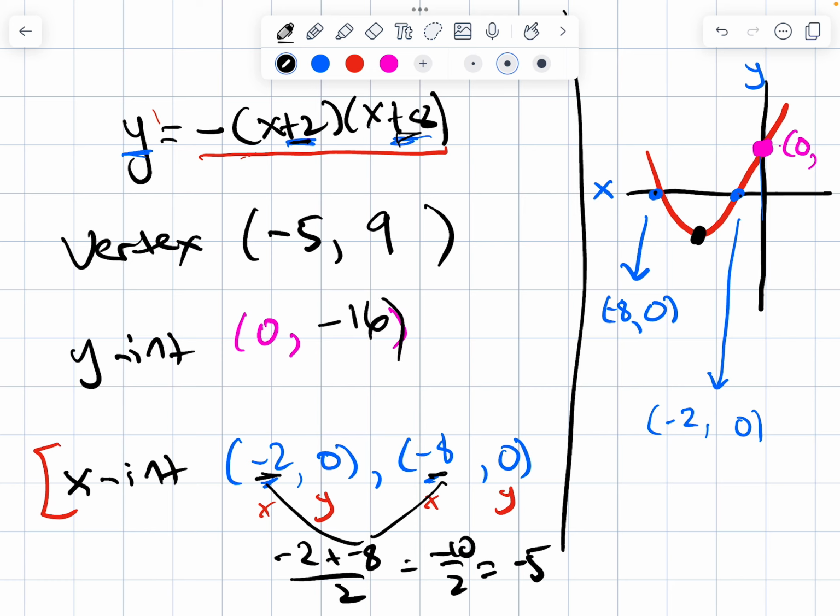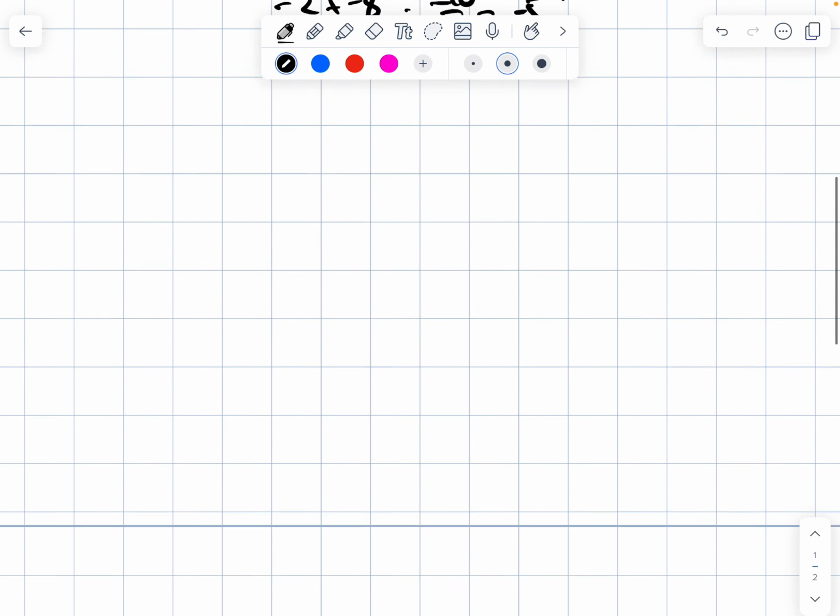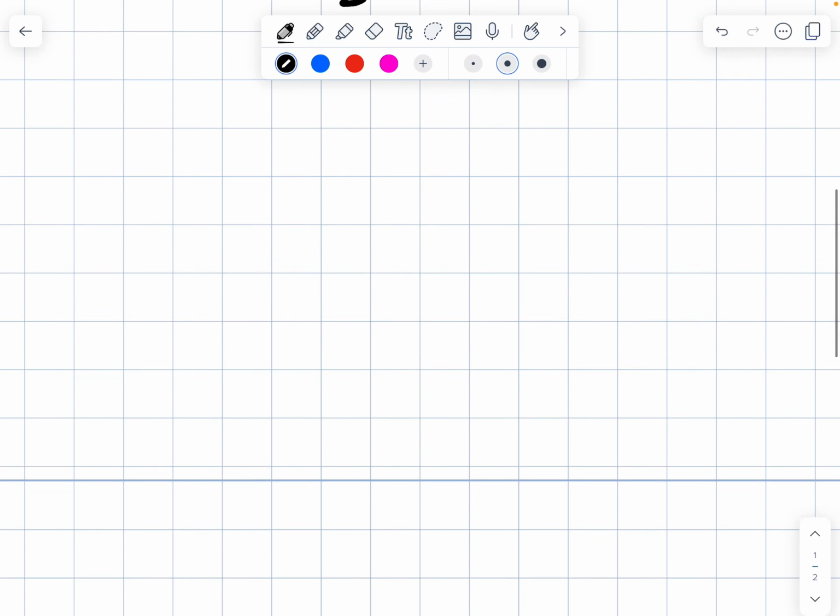Okay, go ahead and practice this on Desmos. Let's give you a different one to practice, or let's practice this one. Go ahead and pause the video and let's practice a different one.